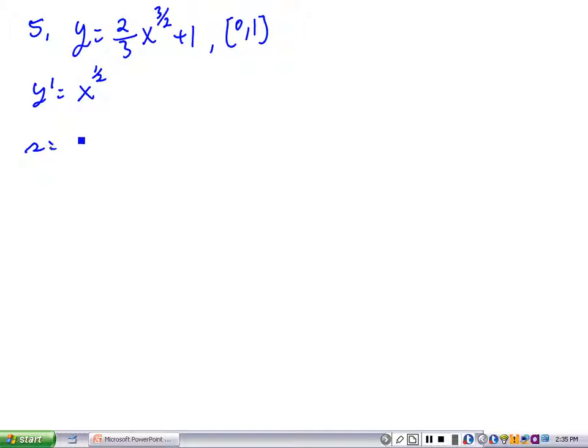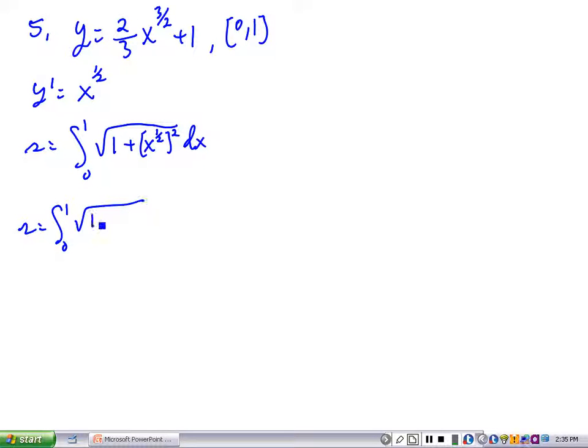So the arc length is the integral from 0 to 1 of the square root of 1 plus x to the 1/2 power, all squared, dx. So we get the arc length is the integral from 0 to 1 of just the square root of 1 plus x dx. Here we use u du substitution. So let u equal to the 1 plus x. We just say x plus 1. Du is just dx.